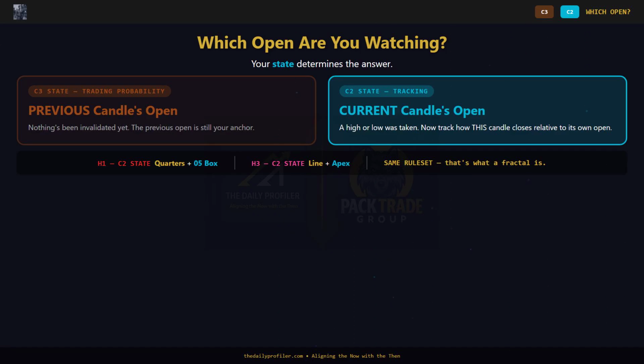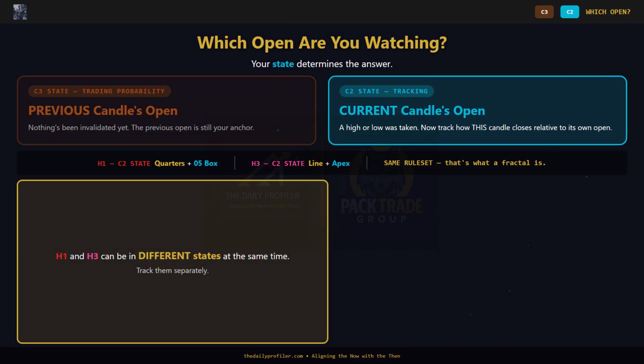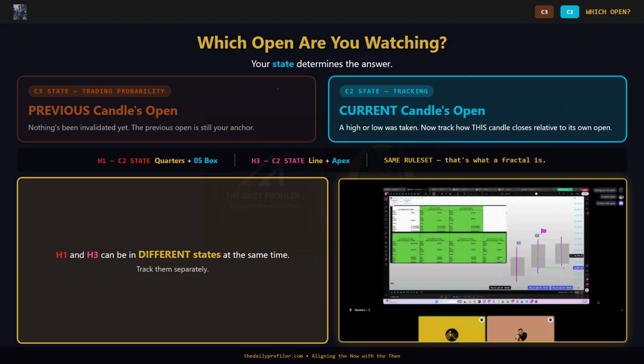Here's the fractal piece. On the hourly, you track with quarters and the 05 box. On the 3-hour, you track with line and apex signatures. Same rule set, different time frame. That's what a fractal is. And here's the key. The hourly and the 3-hour can be in different states at the same time. H1 could be in C2 while H3 is still in C3. You have to track them separately.